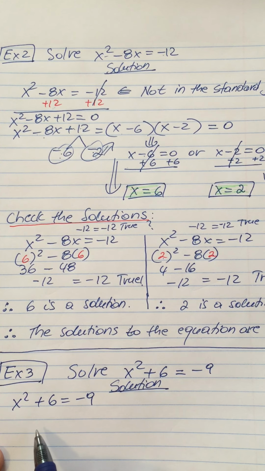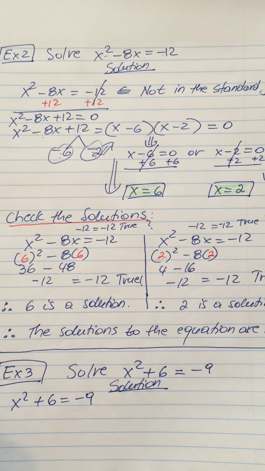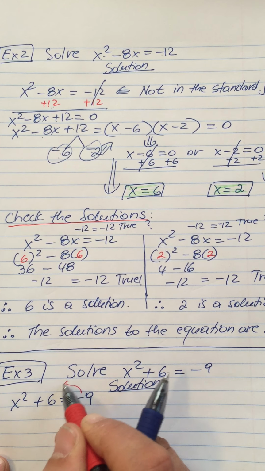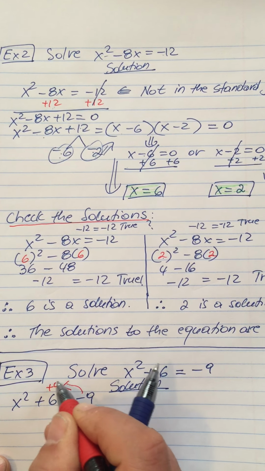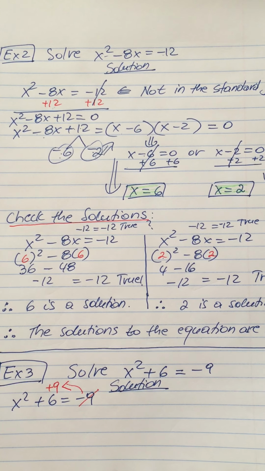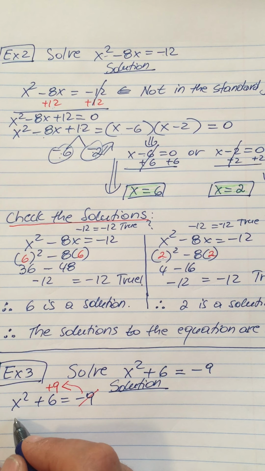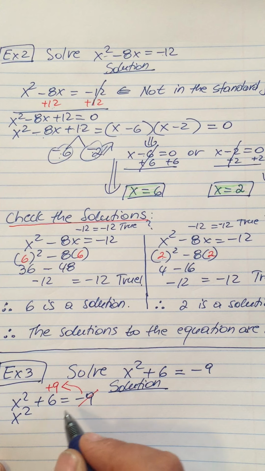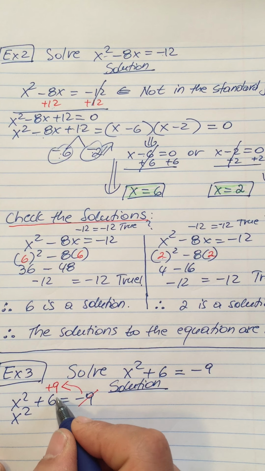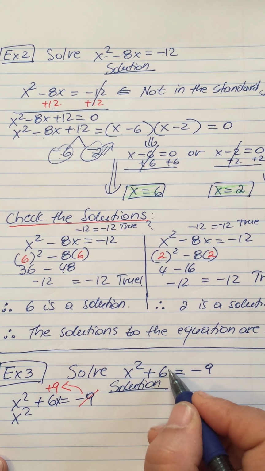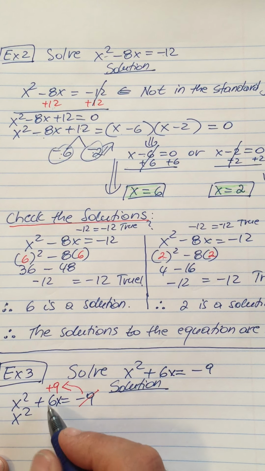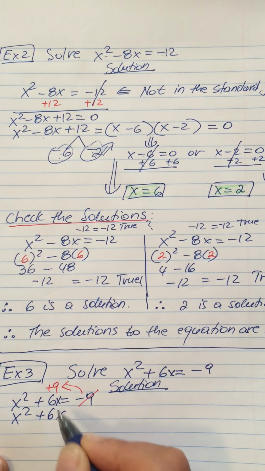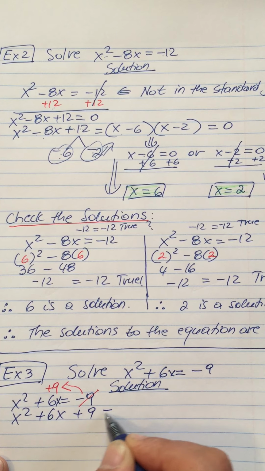This is not in the standard form, so I'm sending 9 to the other side by changing the sign into a positive. And on the right will be a 0. So x squared, sorry, this is 6x. Okay? So x squared plus 6x plus 9 equal to 0.